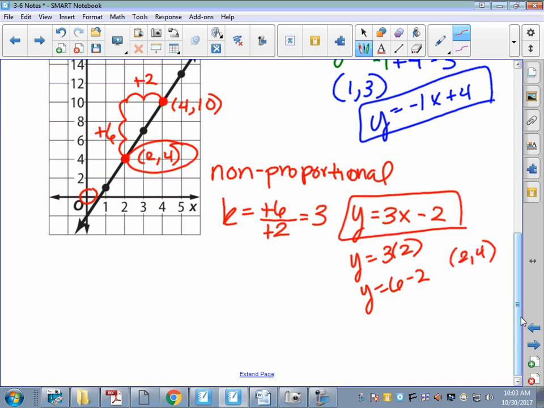So this equation now works for the ordered pair 2, 4. When I plug in 2, 6 minus 2 is 4. It also works for the ordered pair 4, 10. 3 times 4 is 12, minus 2 is 10. So again, I used the 2, 4 ordered pair to write the equation, and then I checked my equation with the 4, 10 ordered pair.